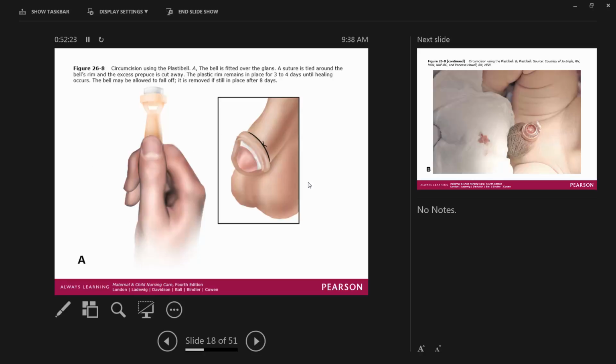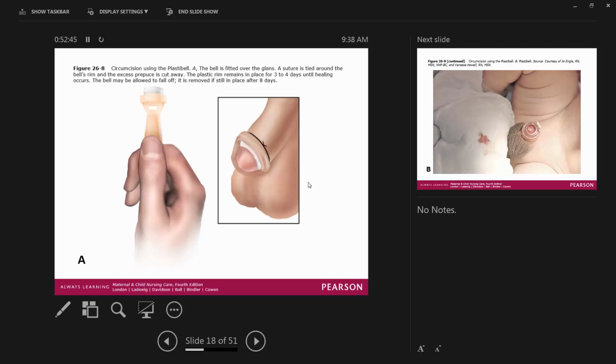This would be my preference. This is called a Plastibell. Okay, so it's this little cap thing. And they do the same thing to the foreskin. They grab it with a clamp, they go in with that little pokey deal, and they loosen it all up around, okay?